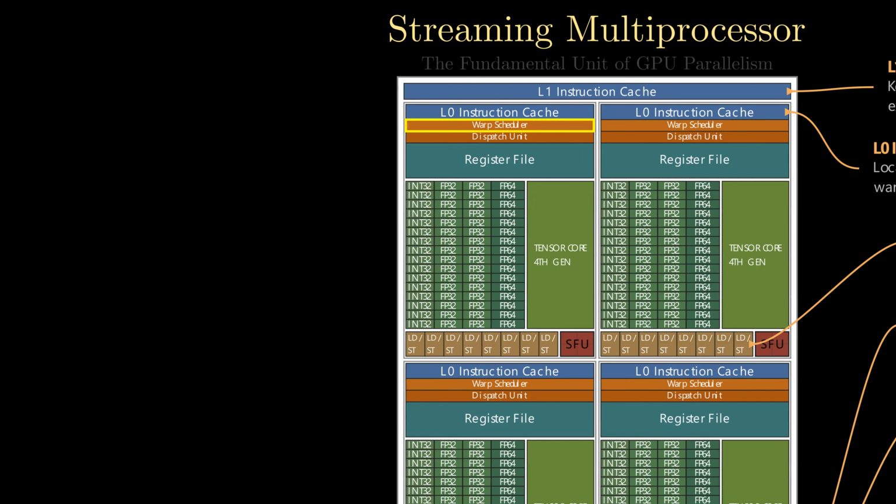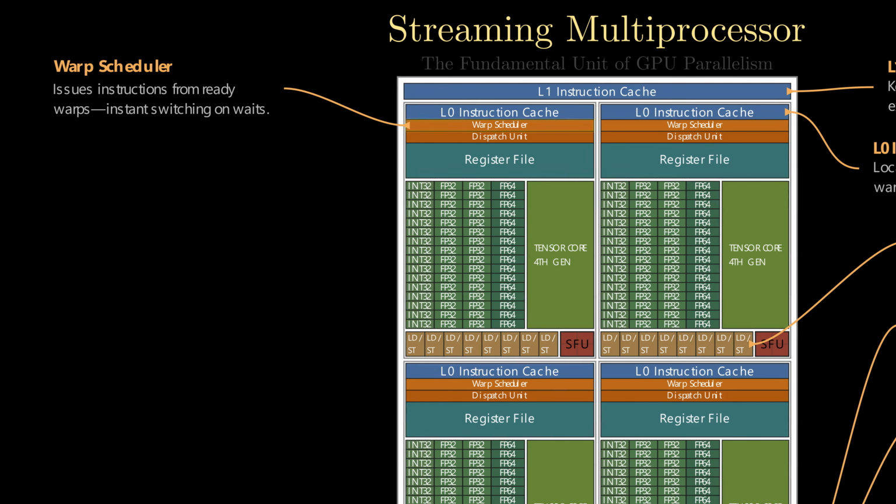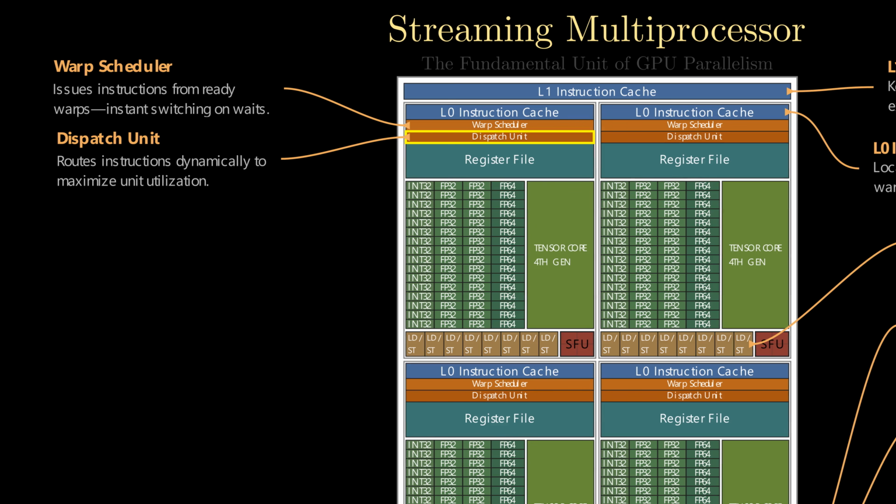This is the warp scheduler. It issues instructions from groups of threads called warps. If one warp waits for data, it quickly switches to another to keep the SM busy. The dispatch unit routes instructions to available execution units, making sure the GPU stays fully utilized.